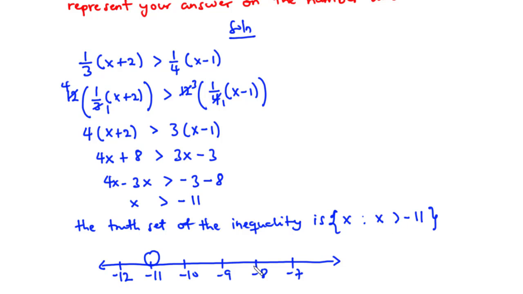Now numbers greater than negative 11 are on the right hand side. So negative 10, negative 9, negative 8, negative 7, all these are numbers greater than negative 11. So we are going to move in this direction. So this is how to represent the truth set x is such that x is greater than negative 11 on the number line. Now let's move on and solve some more examples.